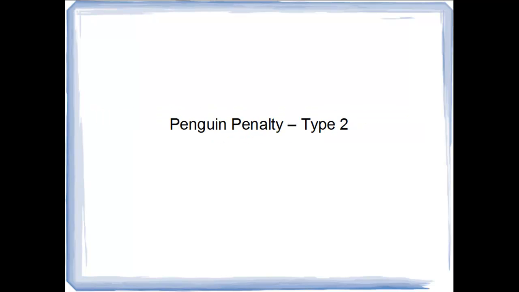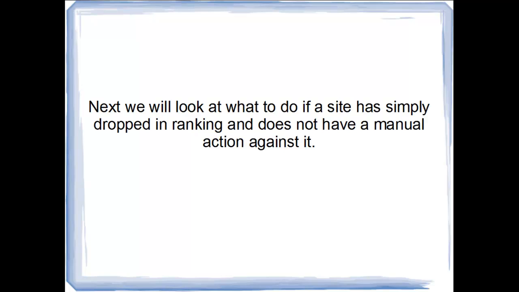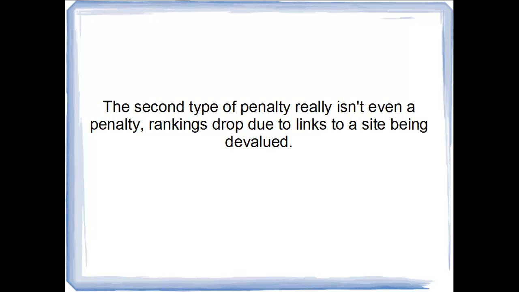So moving on, let's look at the second type of penalty, and that's just a devaluation penalty. Really, the links have been devalued. So next we're going to look at what to do if a site has simply dropped in rankings and does not have a manual penalty action against it. So if you haven't received a warning or a notification in Webmaster Tools of unnatural linking, or something that you shouldn't be doing, and the rankings have just gone down, then this is the part of the video that applies to you.